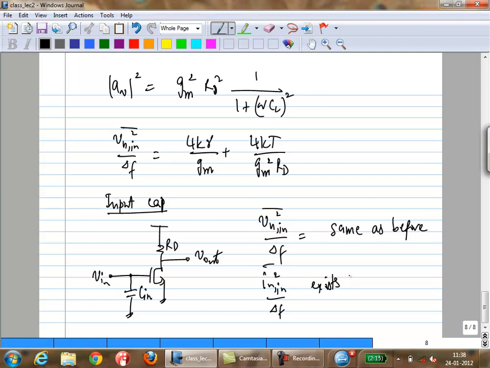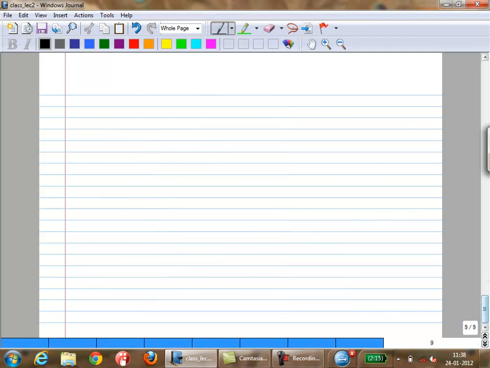Okay, so now let's try to calculate what that is. How do we calculate that? We open circuit the input, right? That's how we always do. Open circuit the input, calculate the noise in the two cases, and equate them.